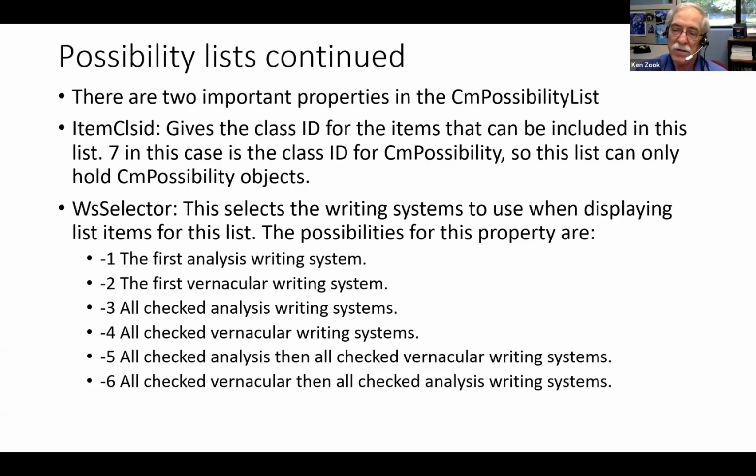And the possibilities for this property are -1, which would be the first analysis writing system, -2 for the first vernacular writing system, -3 for all checked analysis writing systems, -4 all checked vernacular writing systems, -5 all checked analysis, then all checked vernacular writing systems, and -6 all checked vernacular, then all checked analysis writing systems.